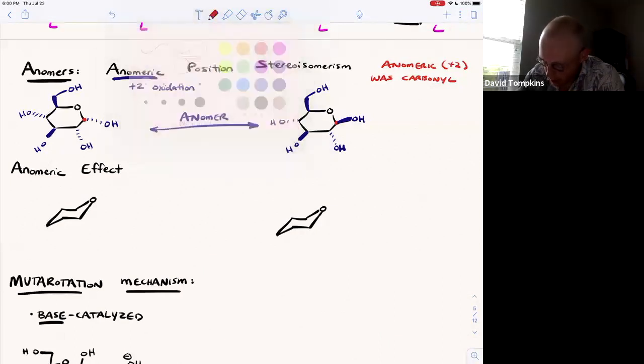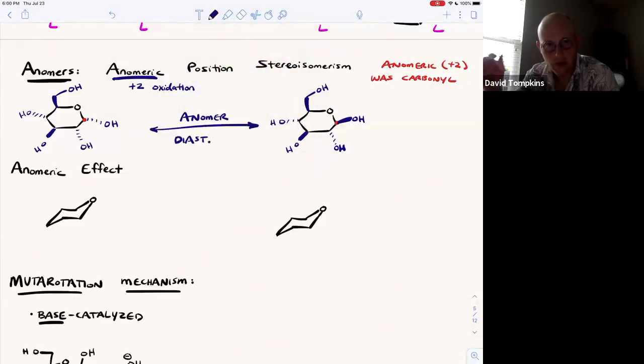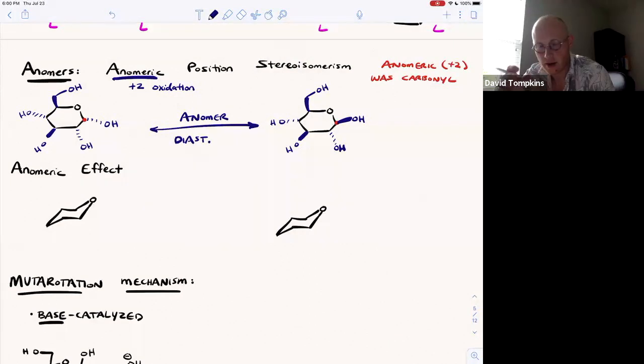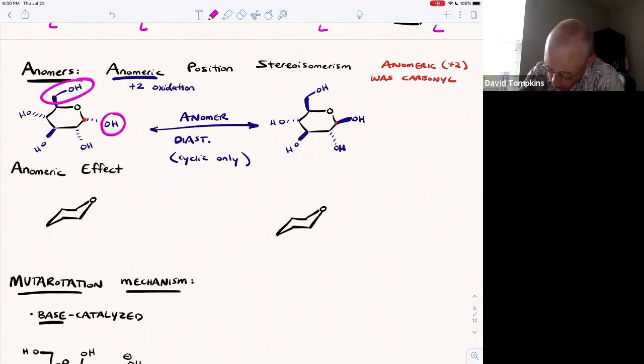So anomers are also known as diastereomers, but they're diastereomers that are only possible when the carbohydrates cyclize. They're not present in the acyclic forms. So I'll say cyclic only. And the anomer where the hydroxyl at the anomeric position and the primary alcohol are trans to one another is the alpha anomer. And when those two groups are on the same side of the ring, cis, that's the beta anomer.